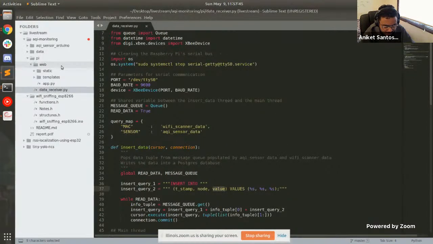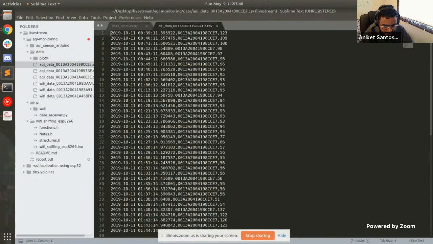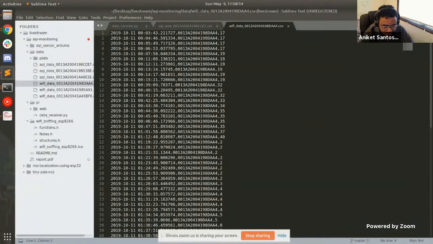And as you can see here, this is some of the data we had. This is the identification of the ESP8266 device. So it is saying that, okay, we received, I think this should be, seeing the values, the identification of the AQI sensors itself. And these are the values it detected. And yeah, it says AQI data. Similar to Wi-Fi data, these are the IDs of the ESP8266 devices, and this is the count which we obtained every minute or so.